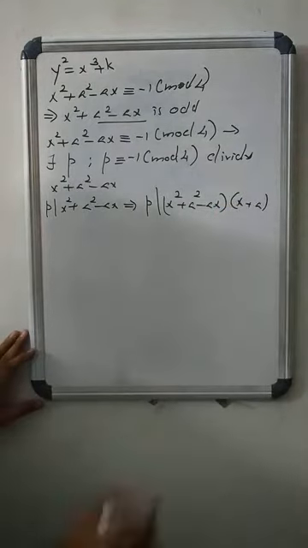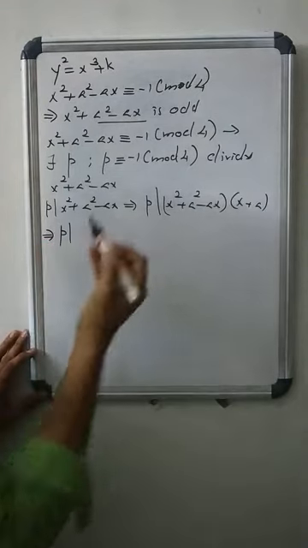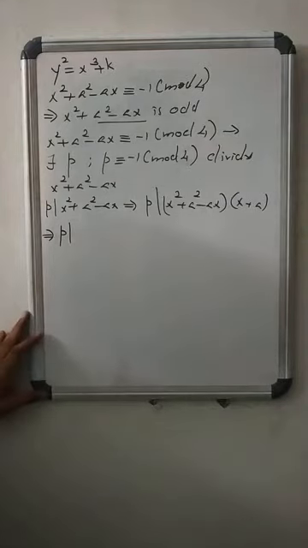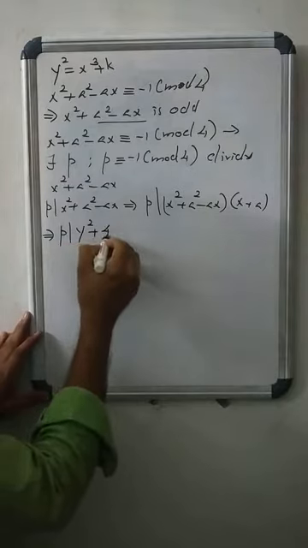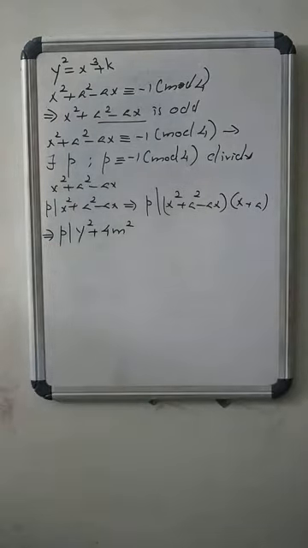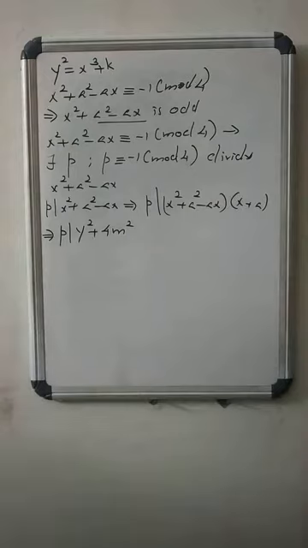Okay. What about the right side? That means, what about this quantity, p divides (x square plus a square minus ax) into (x plus a)? We see that it is x cube plus a cube, that is y square plus 4m square. Okay, y square plus 4m square. We already see that this (x square plus a square minus ax) into (x plus a) is y square plus 4m square. So finally p divides y square plus 4m square.